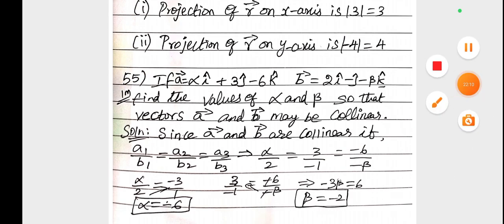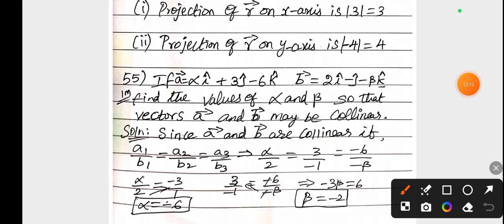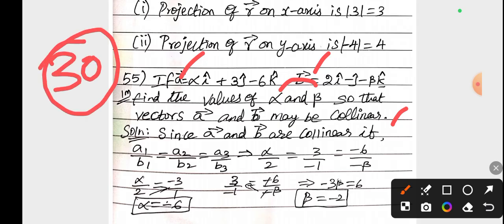Then go for the last question for this video, the 55th one. A vector given, B vector given. We want to find the alpha and beta so that both the vectors are collinear. Children, we have already discussed the A and B collinear formula, even in the 30th question in the PDF. In this video, you can see the 30th question.